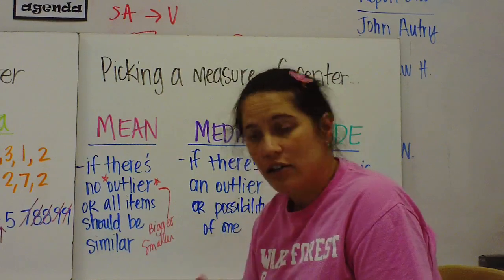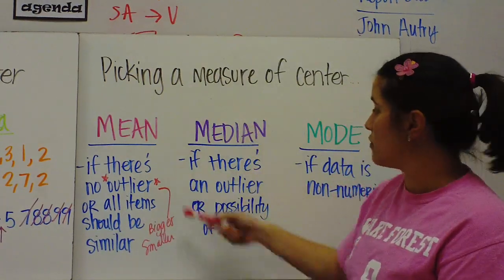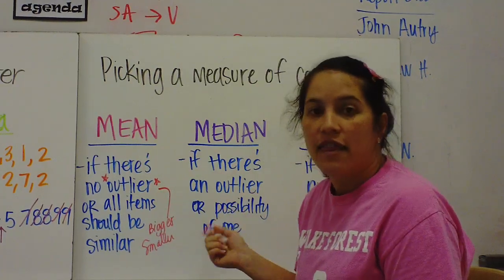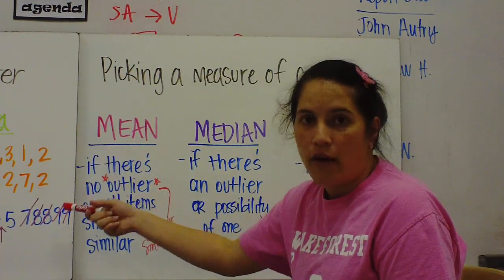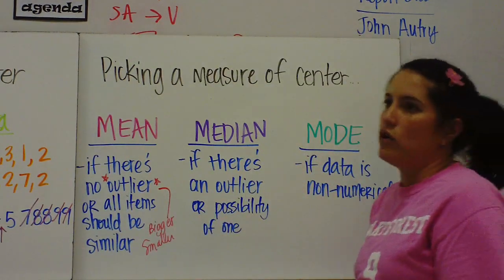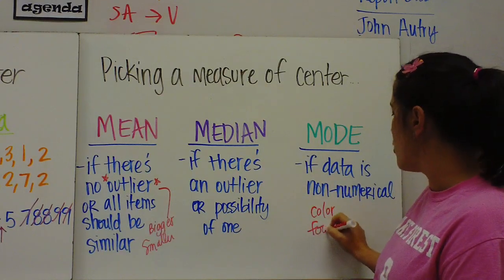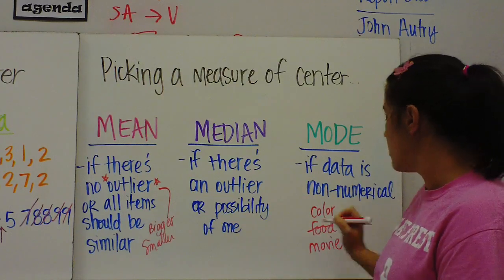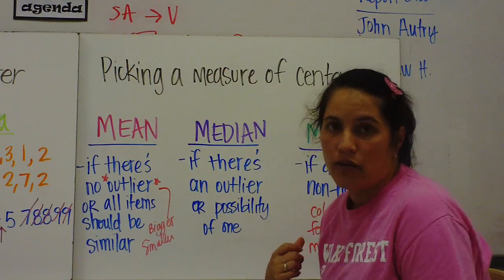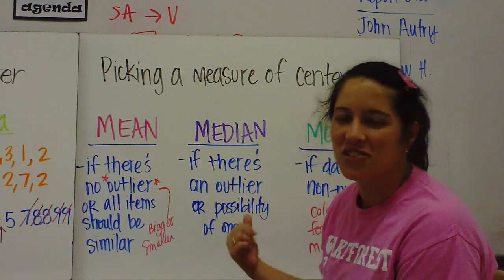So if there's no outlier, use the mean. If there is an outlier, or a possibility of one, you would use the median. No outlier, mean; outlier, median. And then the mode is if it's non-numerical. Non-numerical could be like favorite color. What's your favorite color? What's your favorite food? What's your favorite movie? If your data is non-numerical, then you would use the mode. And that's how you choose the measure of center. So let's do a few examples.